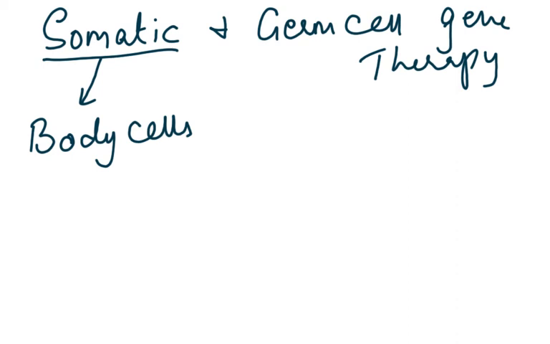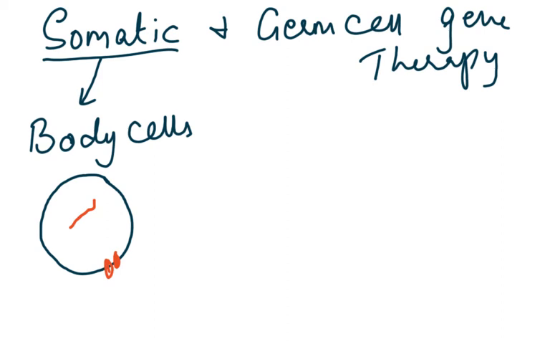Now coming to the topic of somatic and germ cell gene therapy. Somatic means body cells. So if we are targeting the body cells and introducing a DNA carrying the correct allele, then we're just targeting a few body cells, resulting in the correct protein being produced, whether it's an enzyme or a channel protein. That depends on which disorder we're talking about.